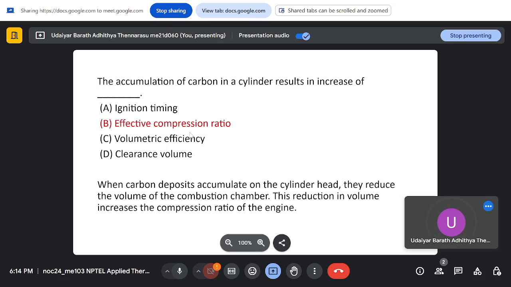So if you see, when combustion happens, as a result you have carbon which is getting deposited on the cylinder head, so this effectively reduces your volume of the compressor. So that effectively reduces your clearance volume. Whatever fuel is there, you are compressing it to a smaller value compared to the previous clearance volume. So this reduction in volume is increasing the compression ratio of the engine. Hence answer is option B, effective compression ratio.